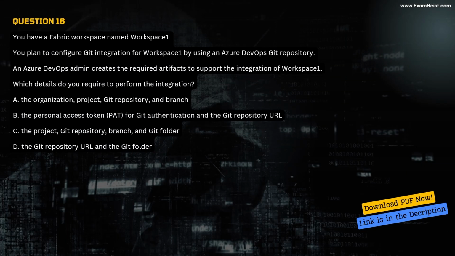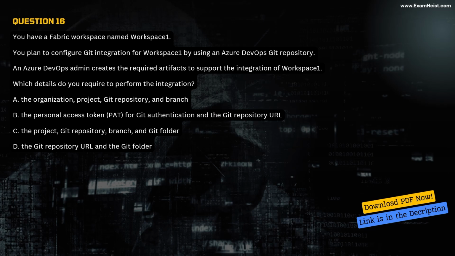Question 16. You have a Fabric workspace named Workspace 1. You plan to configure Git integration for Workspace 1 by using an Azure DevOps Git repository. An Azure DevOps admin creates the required artifacts to support the integration of Workspace 1. Which details do you require to perform the integration? A. The organization, project, Git repository, and branch.